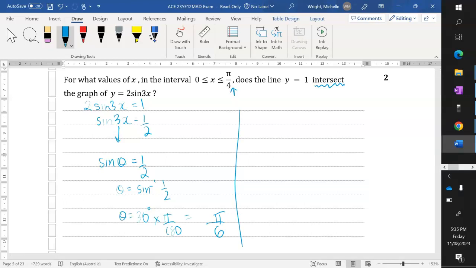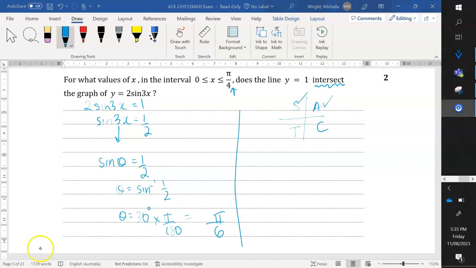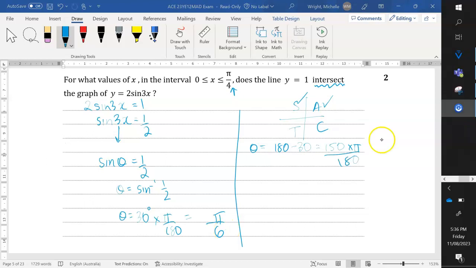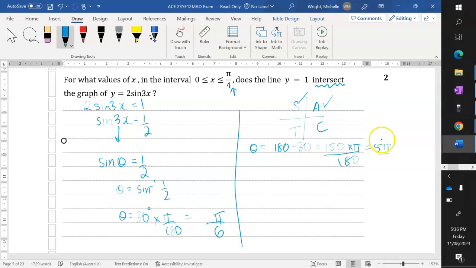Now, that's not the only place where we have an answer. Okay, so we're going to think back to all stations to central. Because we've got sine of theta being 1/2 and 1/2 is positive, we're looking for the positive quadrants of sine, which are the first two. So we have that 30 degrees, which we've changed to pi on 6. But we also have 180 take away 30 degrees, which is 150 degrees. If we change that to radians, that'll break down to 5 pi on 6. So far we've got pi on 6 and 5 pi on 6.